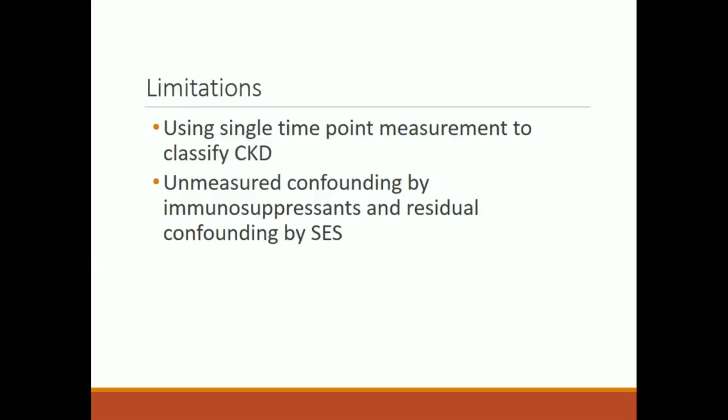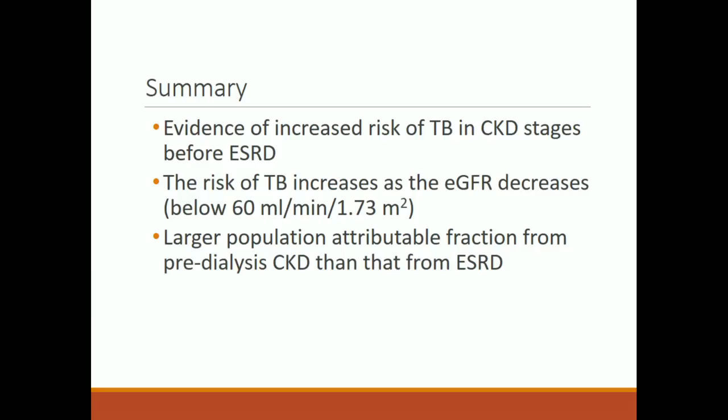We used one single time point measurement to classify CKD, so it's possible that during the follow-up period, those with lower stages of CKD at baseline might progress. And it's an observational study, so we cannot rule out the possibility of unmeasured or residual confounding. For example, we do not have information on immunosuppressant use, and we might still suffer from some residual confounding by SES. So just to summarize, we think this is the first study that looks at pre-dialysis CKD and TB.